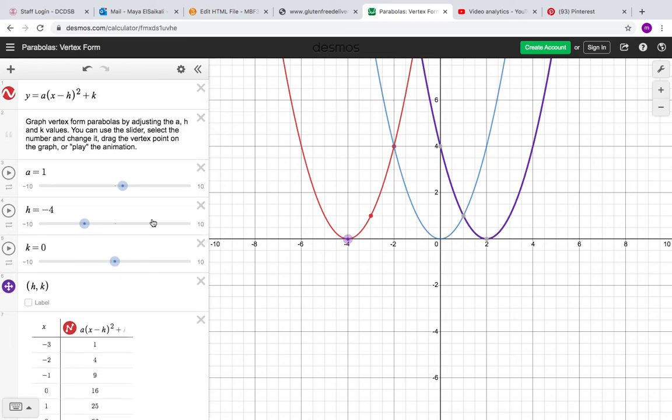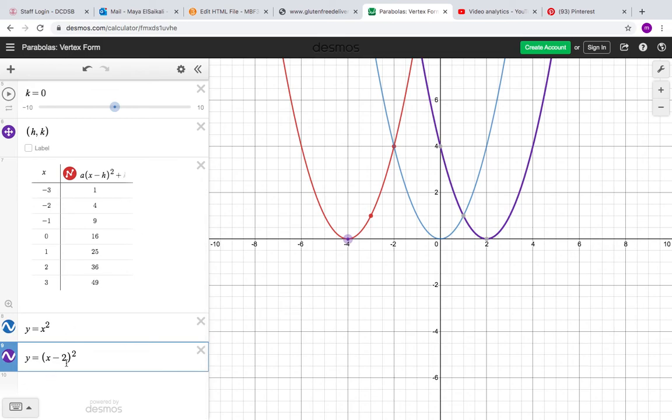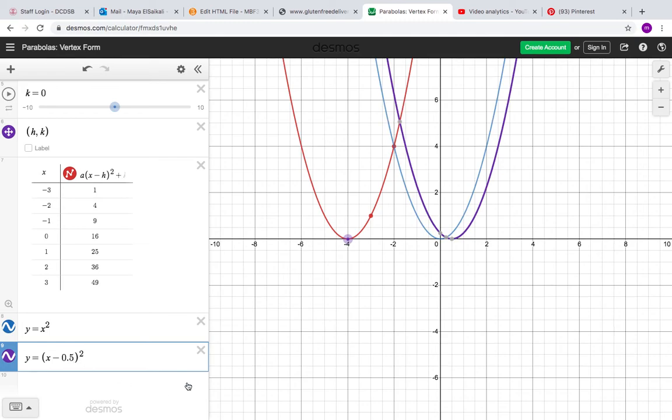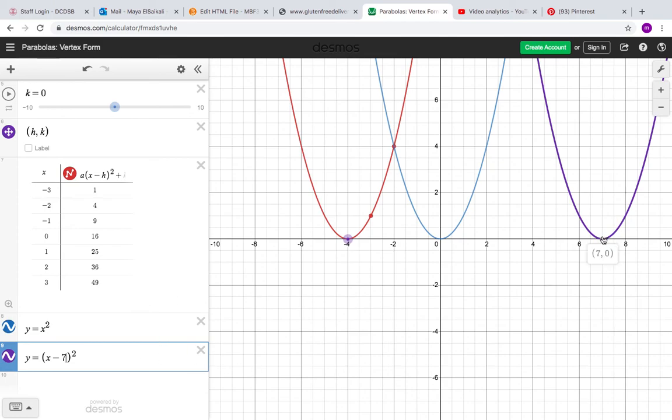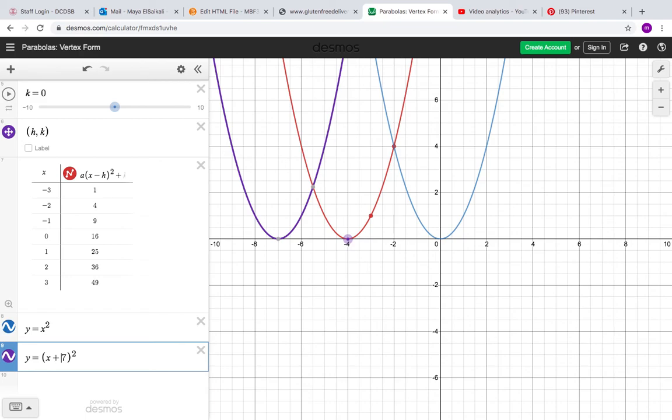Try different things. Try different graphs. You can do x minus 0.5 if you want. You see that it moves 0.5 to the right and the vertex is 0.5, 0. You can try x minus 7. It moved 7 units to the right and the vertex is 7, 0. You can try x plus 7. We see that it moves 7 units to the left and the vertex is negative 7, 0.